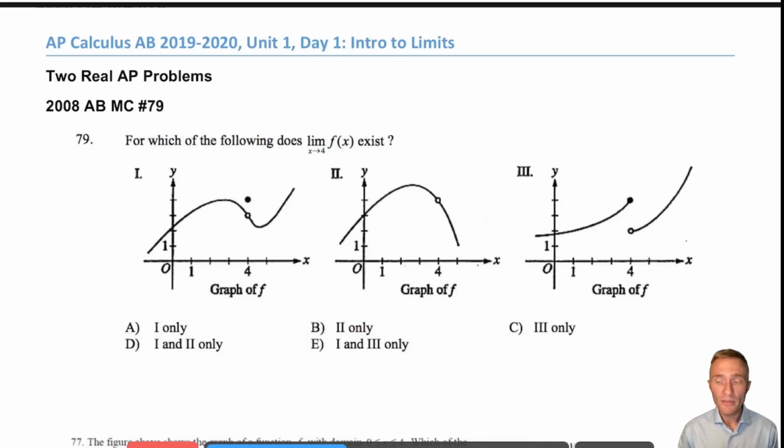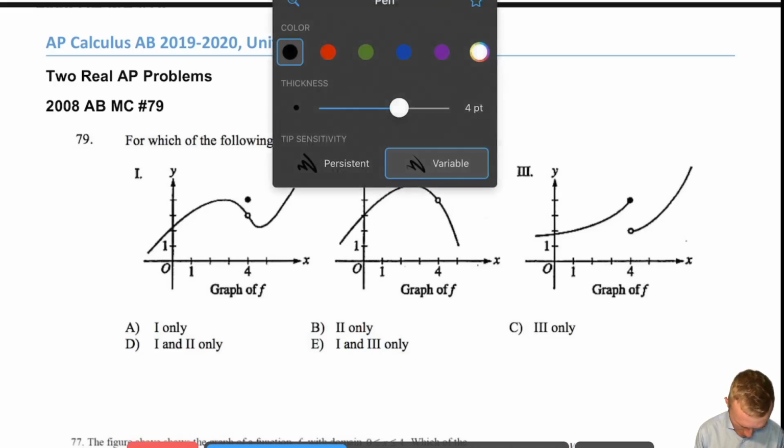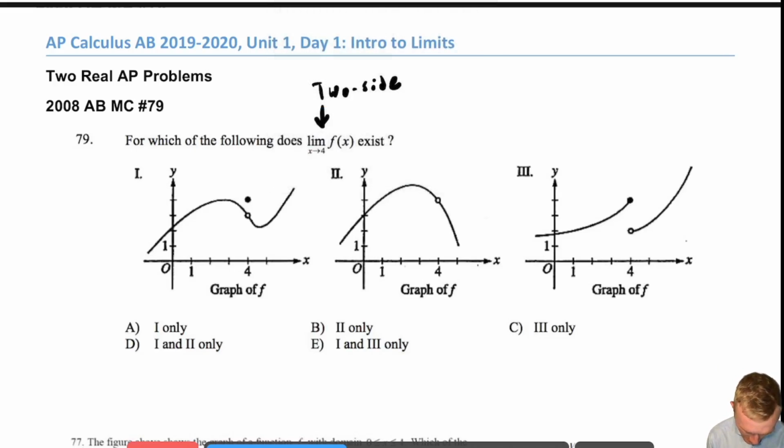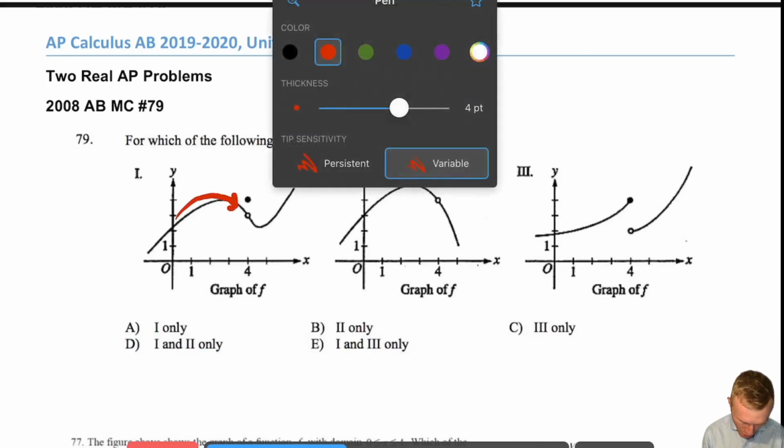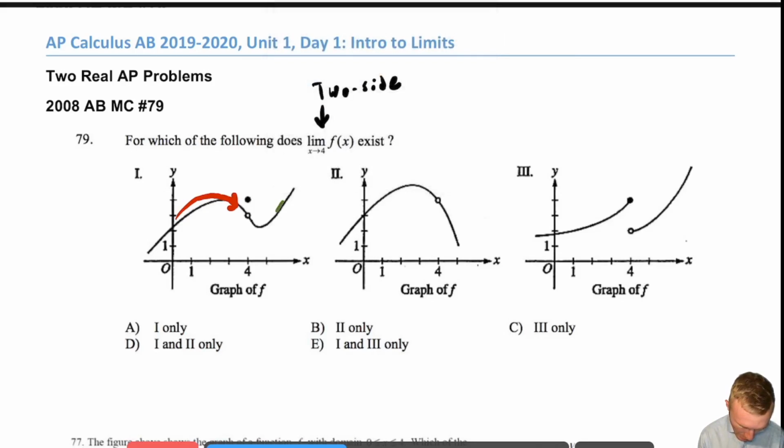Okay, so what we have here: for which of the following does the limit as x approaches 4, so this is a two-sided limit, exist? Okay, so let's look at each of these graphs. Graph number 1. If I look at it from the left, that's totally fine. It's approaching what looks to be 3, and from the right, it's also approaching 3.